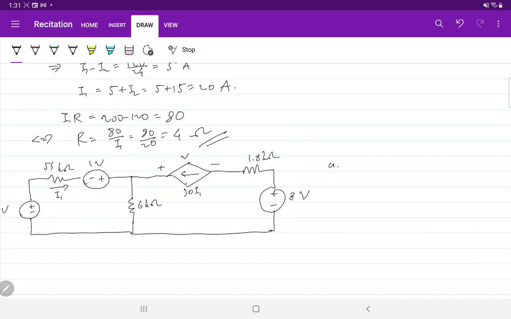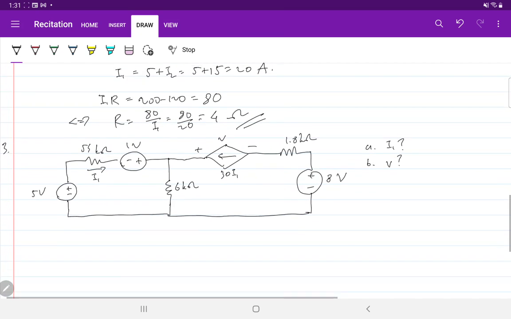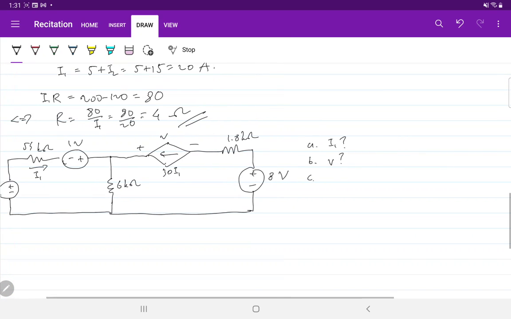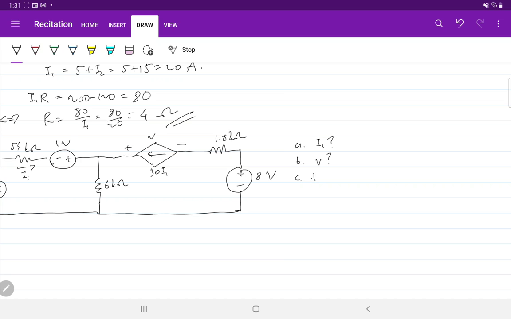First one, find I1. Question B, find V, the voltage at the dependent current source. C, what is the total power generated? D, total power absorbed or consumed.